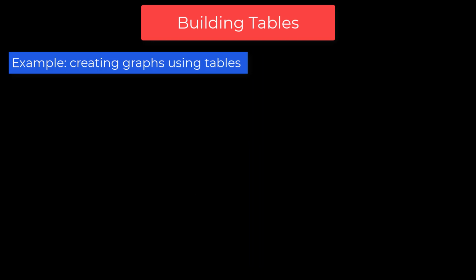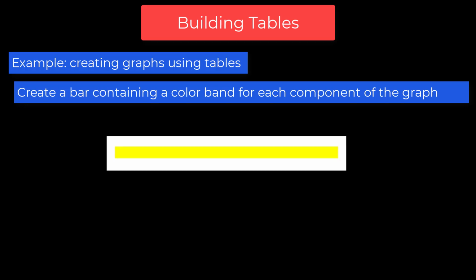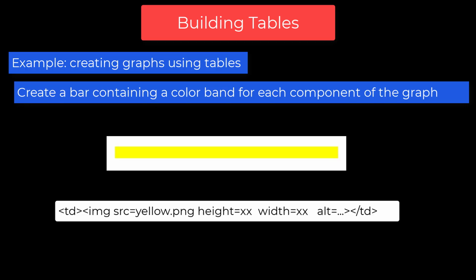For our fourth and final example of using tables, we're going to create graphs using tables. Now the idea here is to create a bar containing a color band for each component of the graph. We have supplied 1 pixel images, each of a different color. And when specifying the content of a cell, you specify the name of the image and supply height and width numbers. The browser will repeat the pixel image to fill the specified height and width.